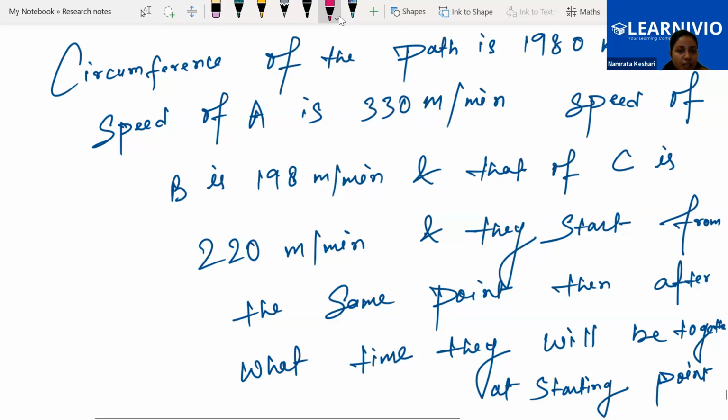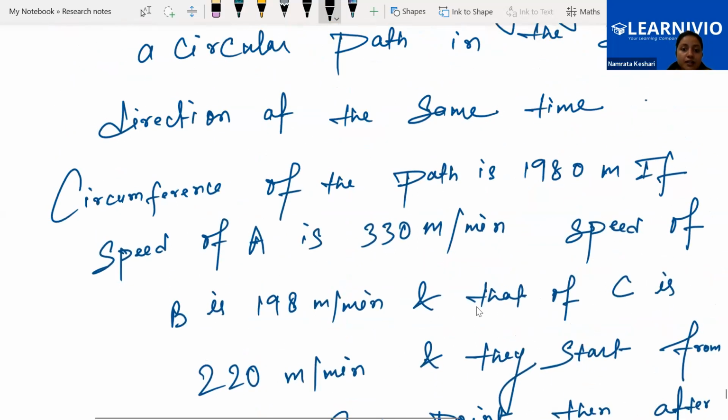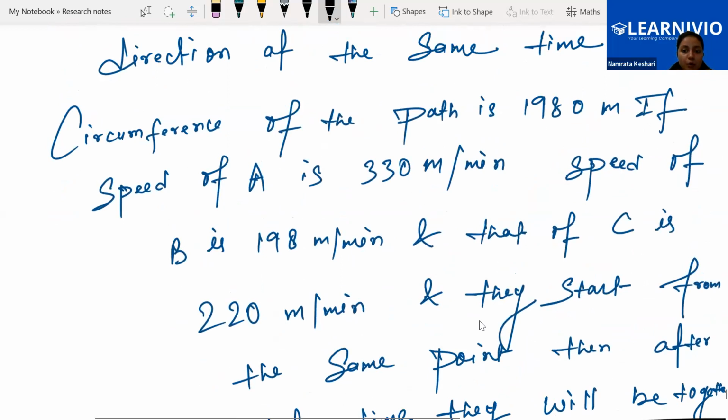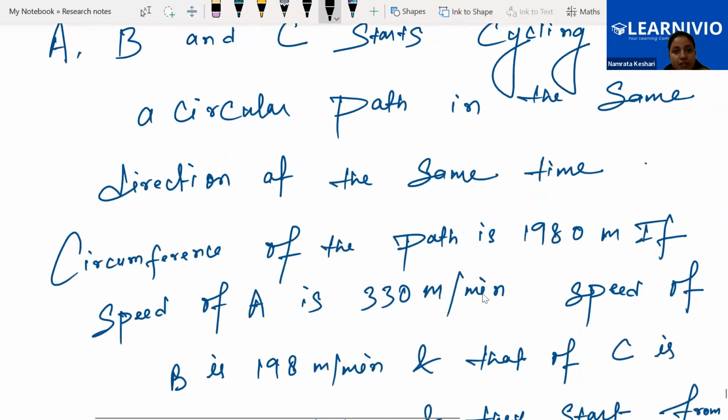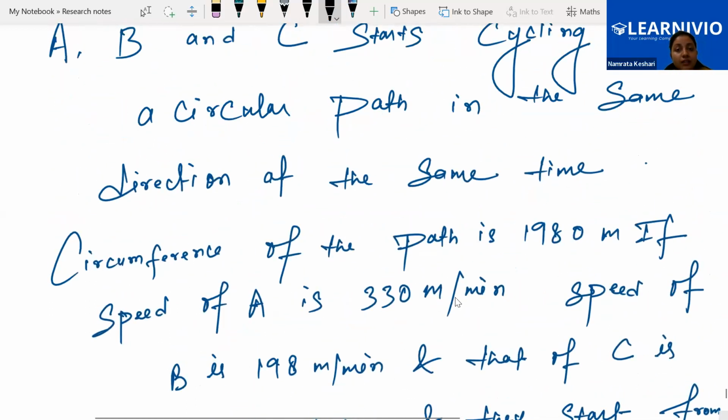I am explaining to you why. If we can see, what time will they be together at the starting point? They are starting at the same place. They start from the same point, same place, same time. This type of question we will always be solving by finding the LCM. I'm going to show you why.